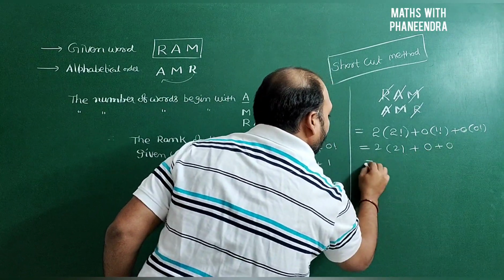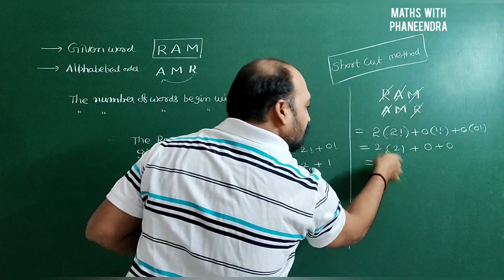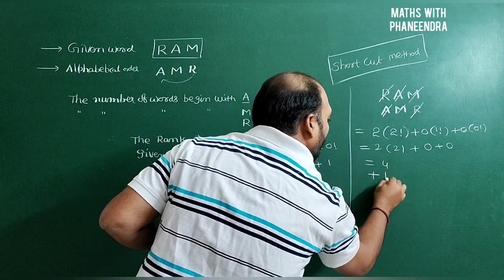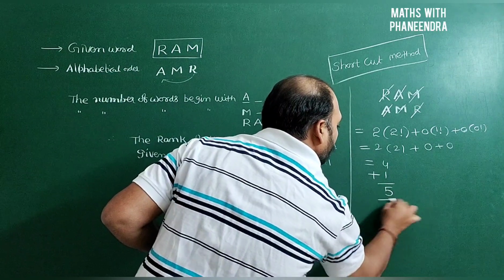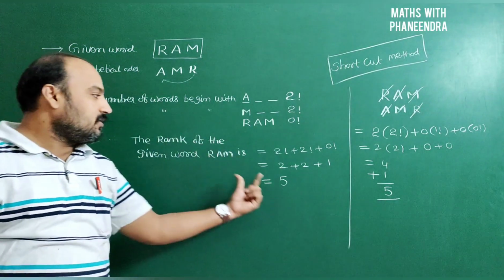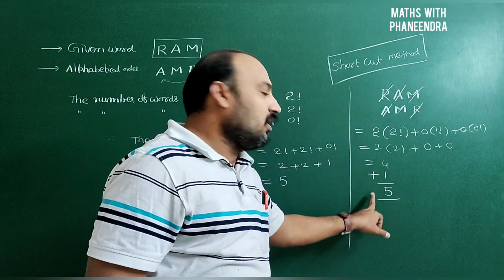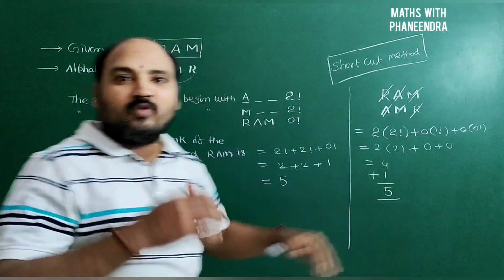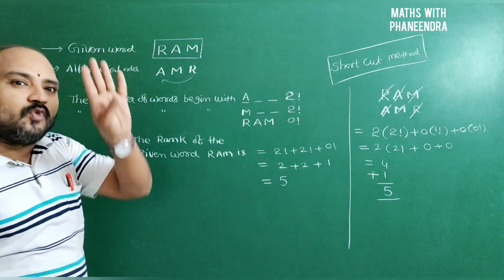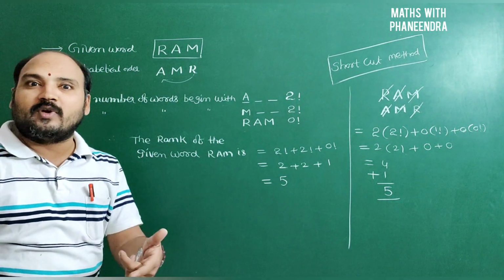In the shortcut method, after completing this procedure, plus 1 you have to write. So it becomes 5. So the rank of the given word RAM is 5 by using steps. In the shortcut formula also 5. We will take the next 4 letter word. JOHN, we will take it.